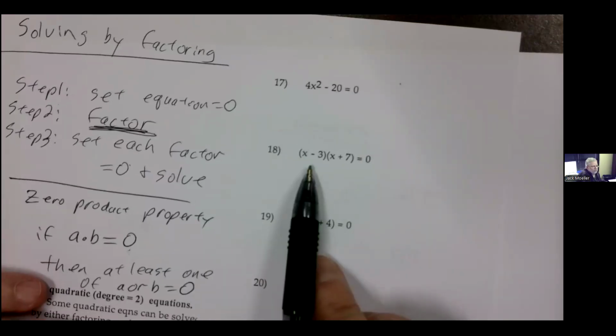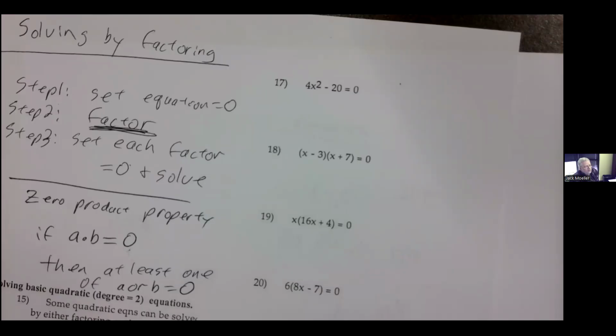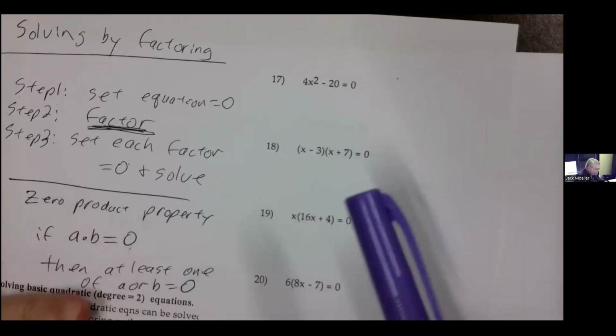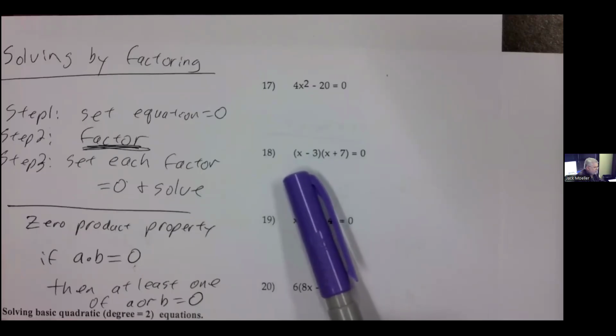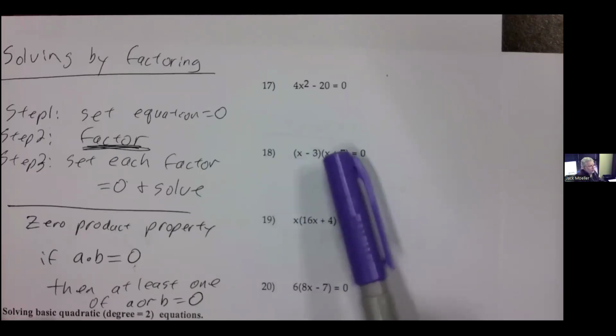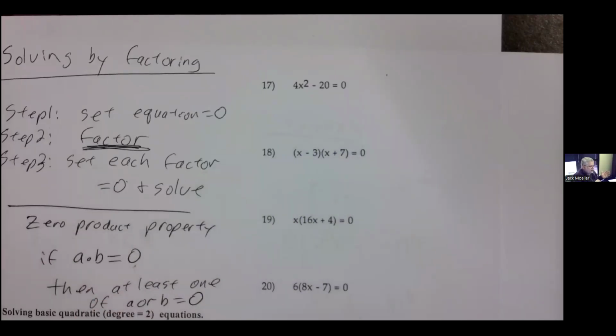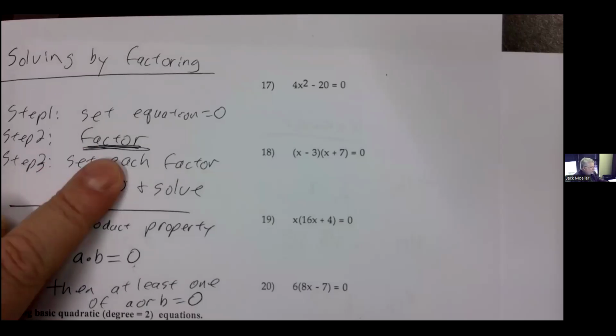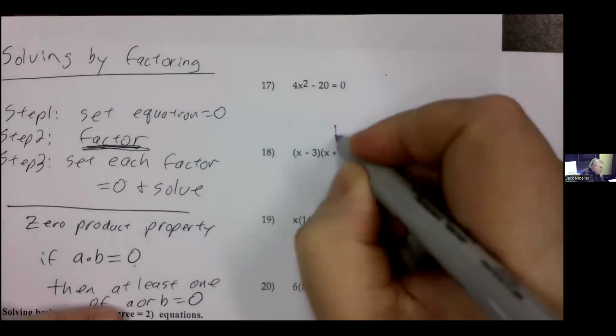How about this one? We're going to solve x minus 3 times x plus 7 equals 0. So what is your first instinct? Well, if you're thinking FOIL, it's kind of what I was expecting, because students tend to like to FOIL. Once you get in that habit, it's quick to do. Here's the problem: FOILing is the opposite of factoring. So do not FOIL.